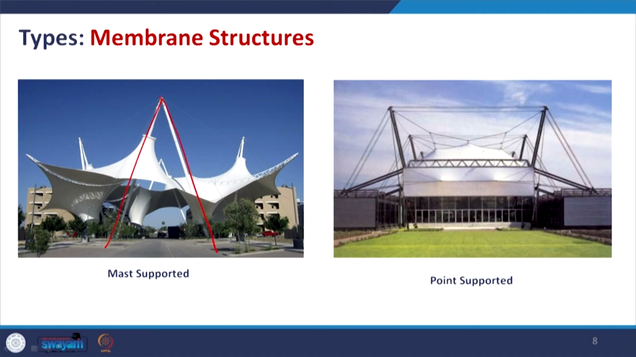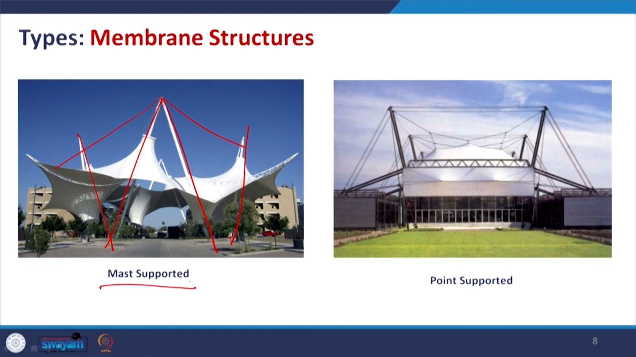Okay. So, this compressive mast is placed, and this is actually grounded well, and then the remaining part is basically the cable. In this image, if you see carefully, very thin cables are actually making the membrane stable with a minimal mast and all. So, this is mast supported.